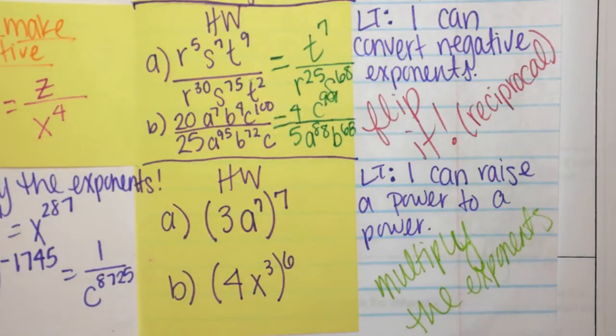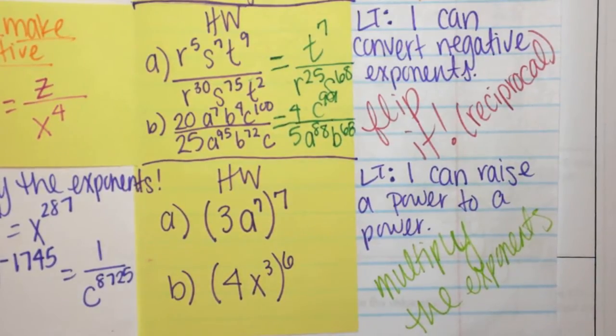So we subtracted those. So how do you know it's going to go on top or bottom? If it's a positive, it stays on top. If it's a negative, you move it to the bottom. So you subtracted 7 minus 95. Yes, and I got negative 88, so it goes to the bottom, and when you move it, it becomes a positive. And you subtracted 20 minus 25.